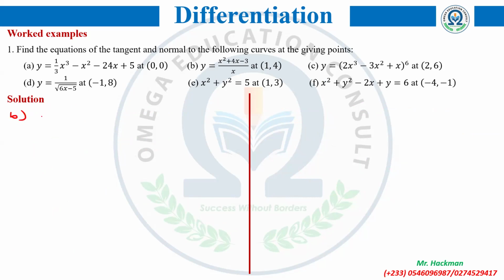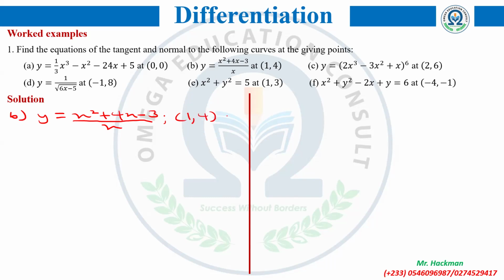Okay, what are we given? We are given y is equal to x squared plus 4x minus 3, all over x. So this is our curve. Then we are supposed to find the equations at the point (1, 4).